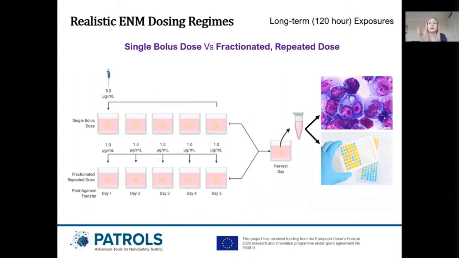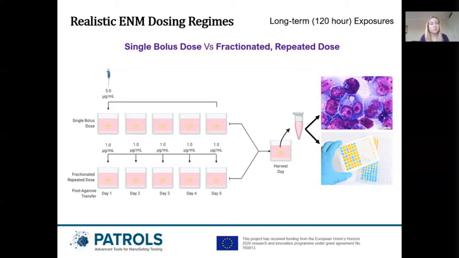Furthermore, we had a look at the manner in which the E&Ms are dosed onto the cells within in vitro cultures, as this may influence their biological interaction, as humans are usually exposed to low doses of E&Ms over extended periods of time, as opposed to a single high dose as typically applied in cell culture practice. So with this in mind, we decided to address this by undertaking a fractionated repeated dosing regime, as well as a bolus single hit dosing regime for a longer term 120-hour nanomaterial exposure. For the repeated dosing regime, the final concentration is fractionated into 5 equal concentrations and dosed daily, which will inevitably amount to the same single bolus dose applied on day 1 in the other regime. This is depicted in the diagram here, where you can see the 5 micrograms per mil final concentration has been split into 5 1 microgram per mil doses over the duration of the 5 days.